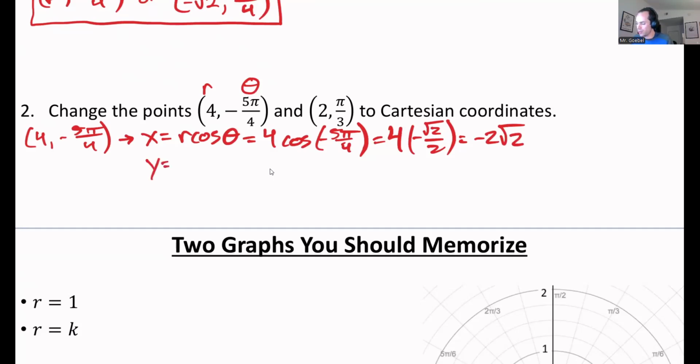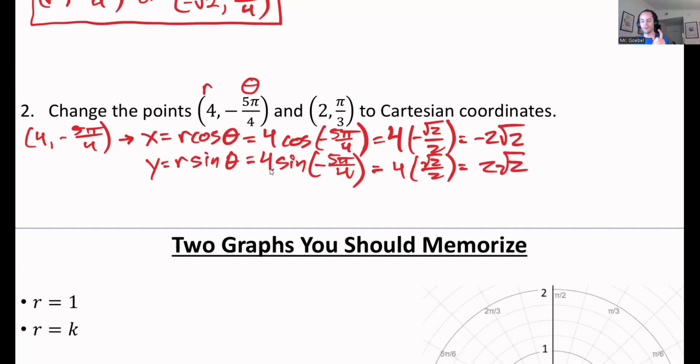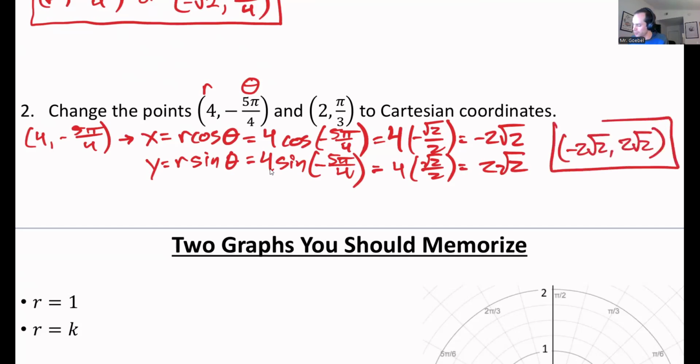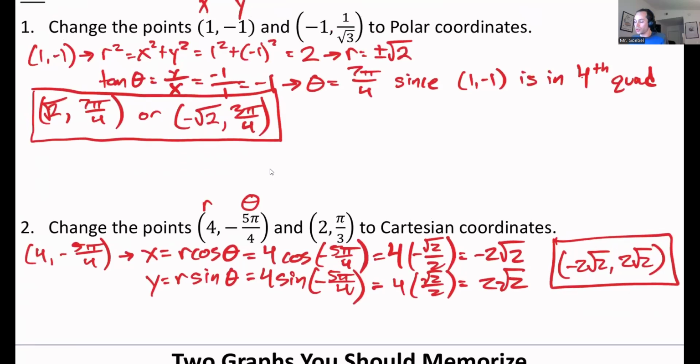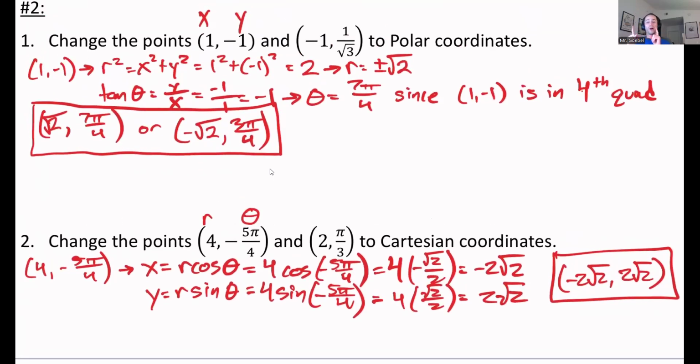Time to do the y. Y is r sine theta. X is r cosine theta. Y is r sine theta. So this will be 4 sine negative 5 pi over 4. Sine is positive in quadrant 2, so root 2 over 2. This will end up with 2 root 2. So our final answer here, we got our x, we got our y, negative 2 root 2, comma, 2 root 2. Box that.